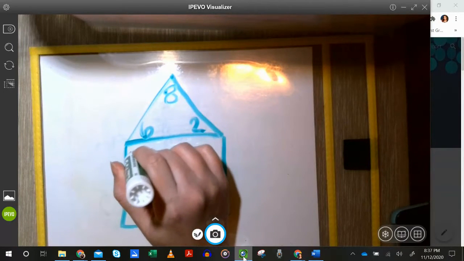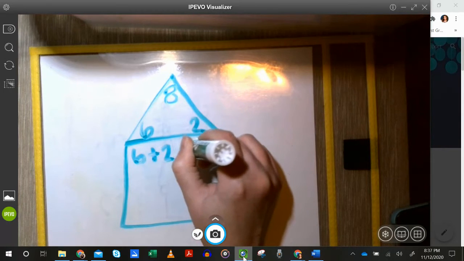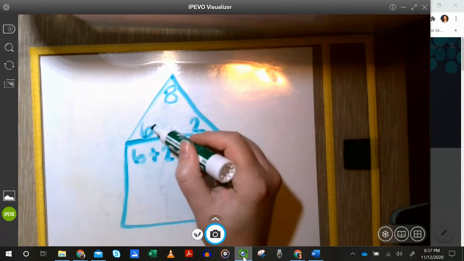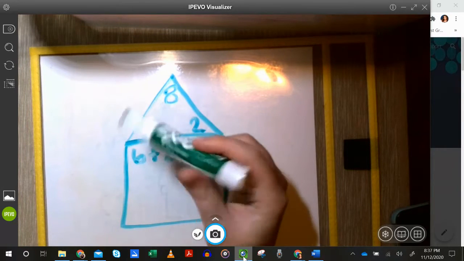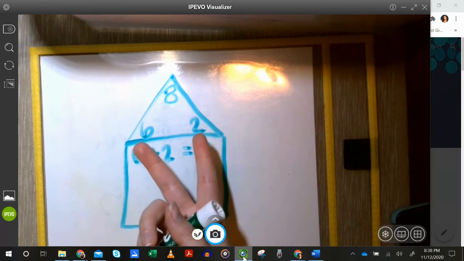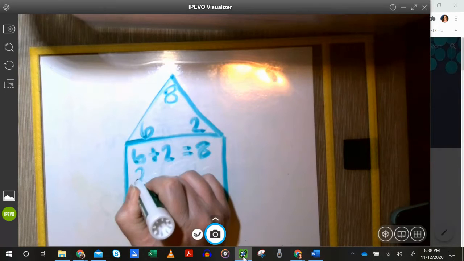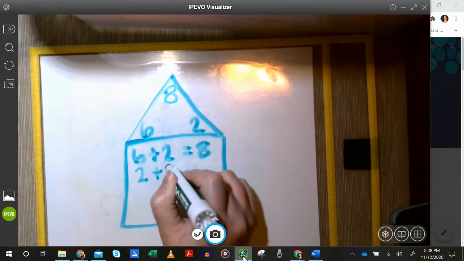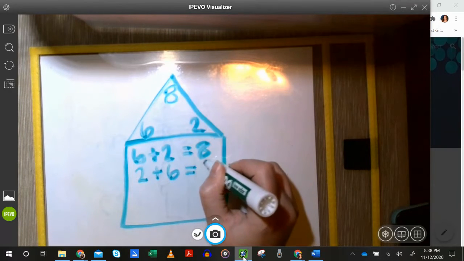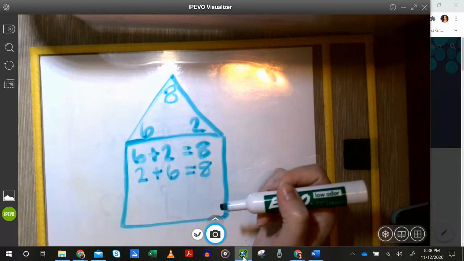Well, we can start with what we have. 6 plus 2 make the family of 8. But we know we can add in any order, so I can take my 6 and my 2 and I can switch the addends and it does not change the sum. Okay, so instead of 6 plus 2, I could do 2 plus 6. And that would also equal 8.